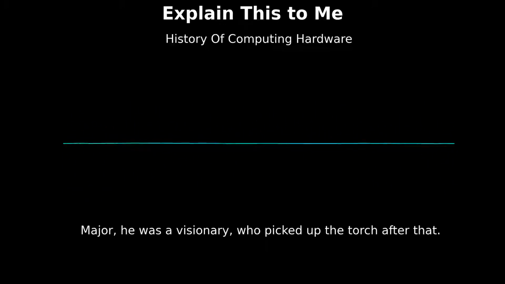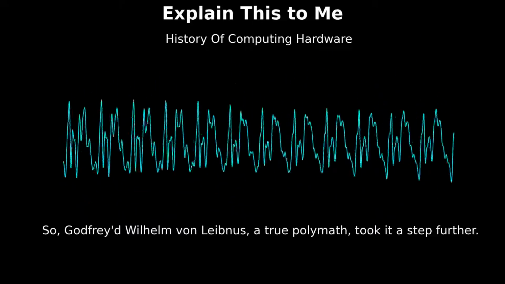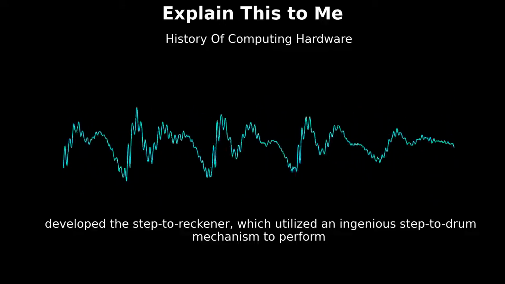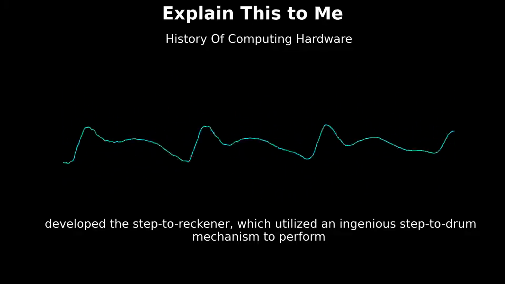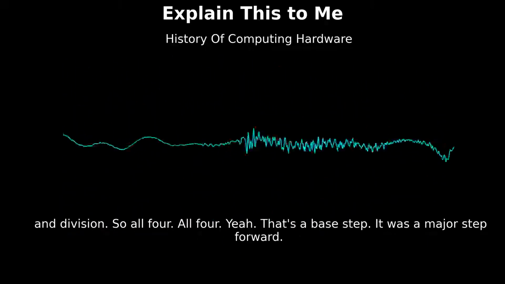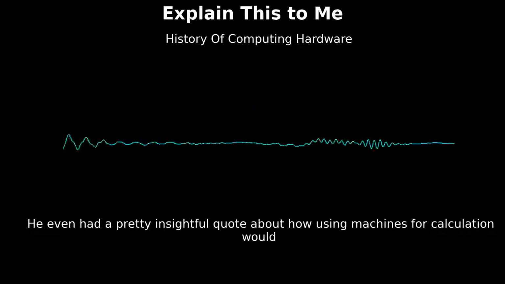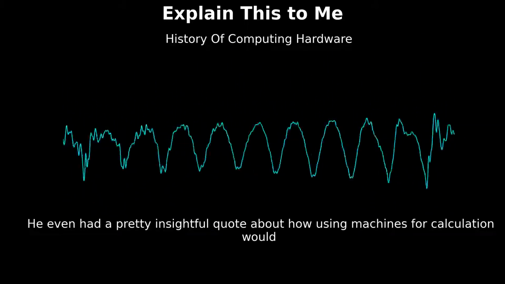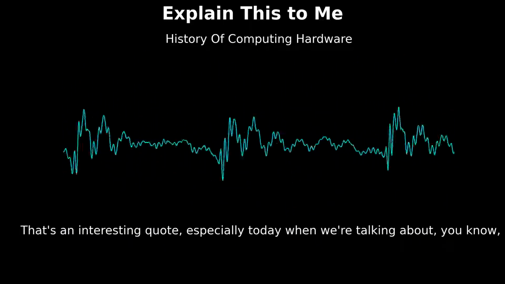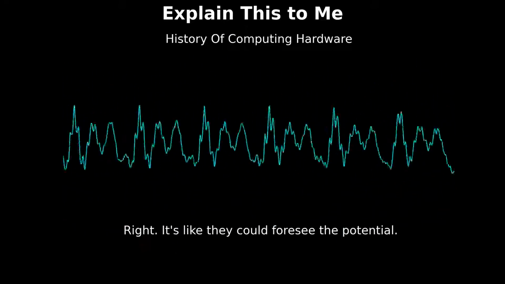Gottfried Wilhelm von Leibniz, a true polymath, took it a step further. In 1672, he developed the stepped reckoner, which utilized an ingenious stepped drum mechanism to perform addition, subtraction, multiplication, and division. All four. It was a major step forward. He even had a pretty insightful quote about how using machines for calculation would free up time for excellent men. That's interesting, especially today when we're talking about AI and automation taking our jobs. It's like they could foresee the potential impact of these machines on society and on work.